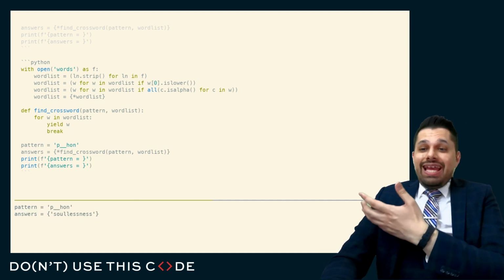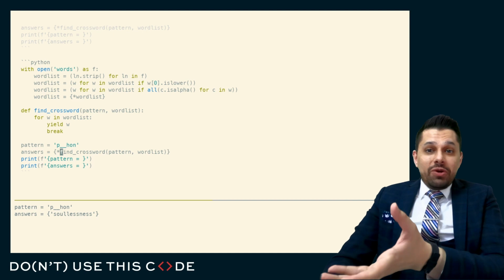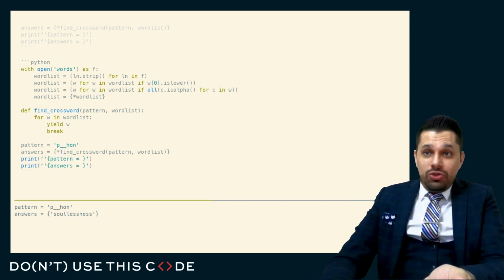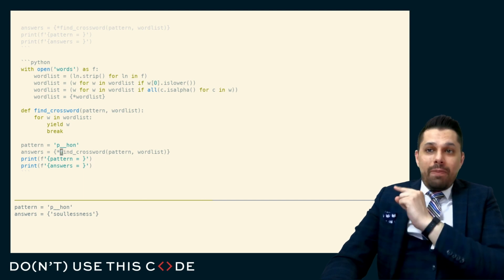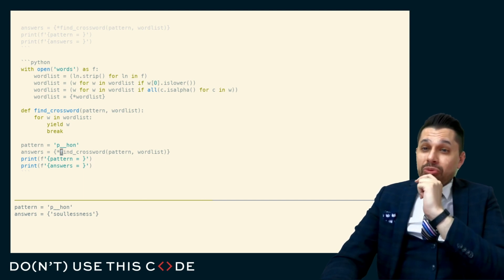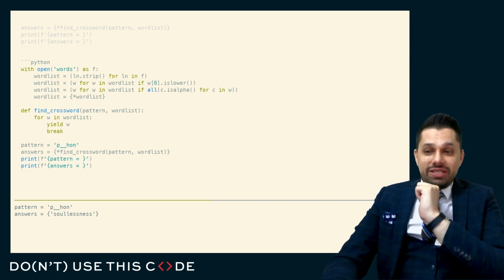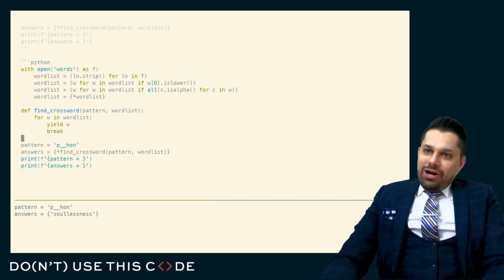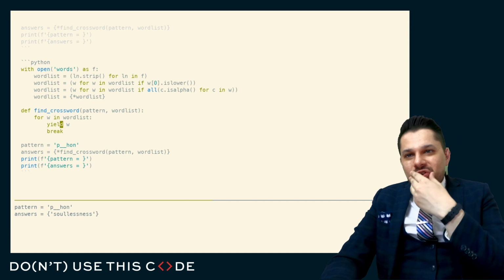Okay. I'm pretty sure if the clue is something related to a popular programming language or an animal you might see in the zoo, and the letters you know are a P and an H-O-N, I'm pretty sure the answer is not soullessness, although, good attempt. Here, maybe we need to make this a little bit more sophisticated.